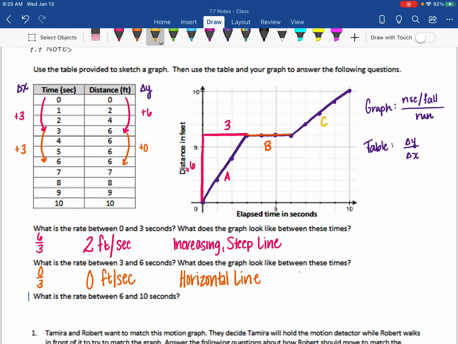Right. The last one that we're looking between 6 and 10 seconds. Okay, so what is the change from 6 to 10? The change is plus 4, and that's on both sides. If I was looking at the graph, I would draw my slope triangle in and count my blocks. So 1, 2, 3, 4, so plus 4, running 4, 4 over 4 gives me a rate of 1 foot per second. Okay. And we're done. We're not asked to describe that part of the graph, so we can move on.